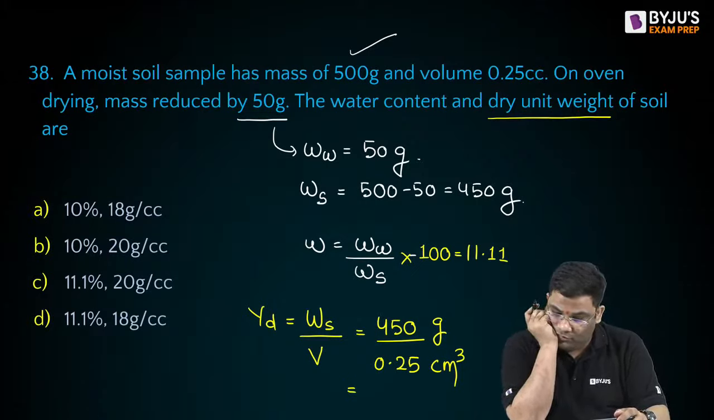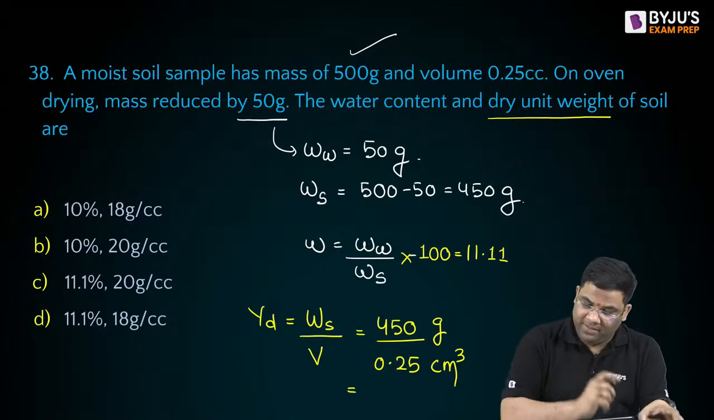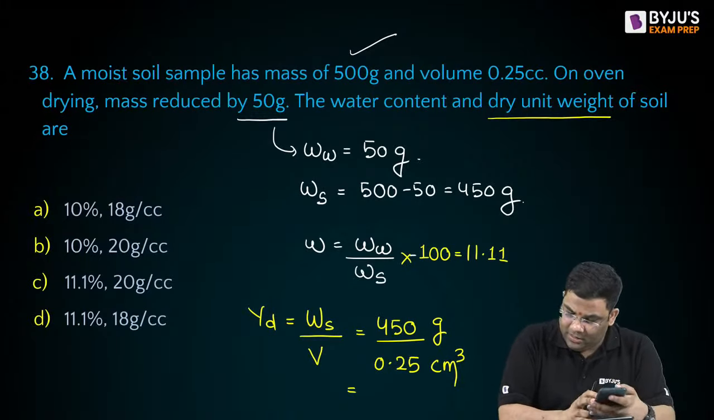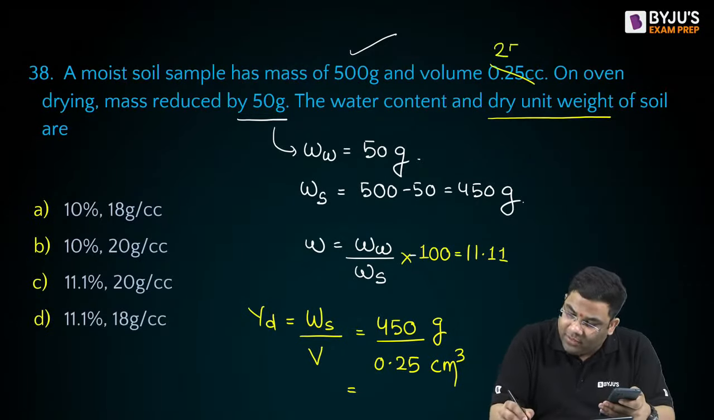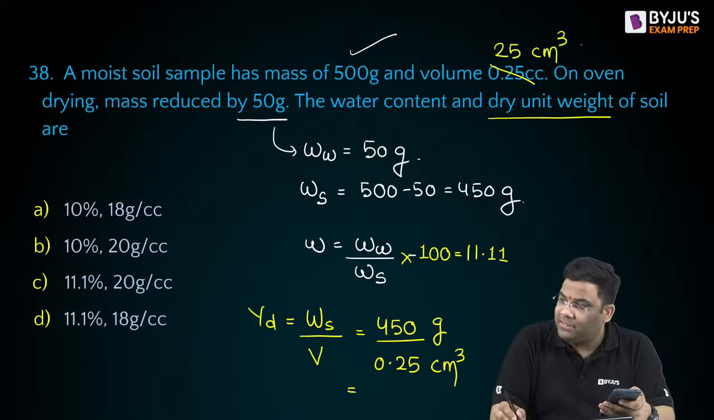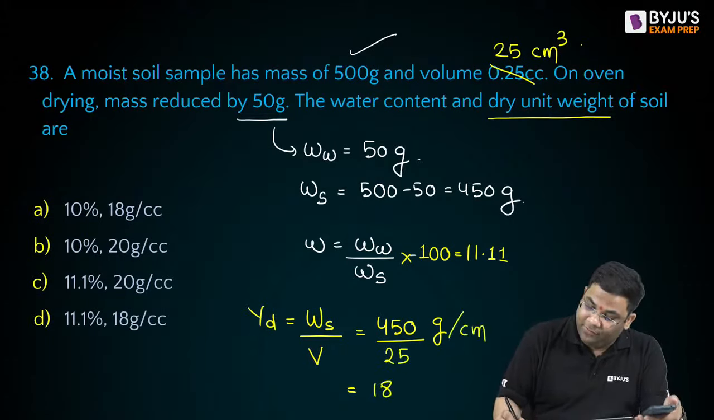Okay, some issues with the values, right? It should not be 18. I think it should be 25 cc. Okay, this is a correction: 25 cc. Now I'll get the correct answer, 18 gram per centimeter cube.